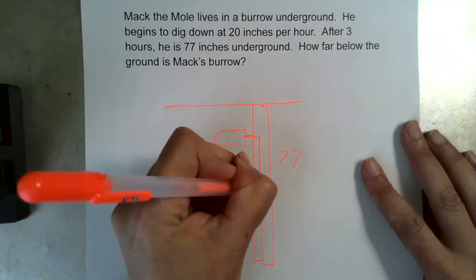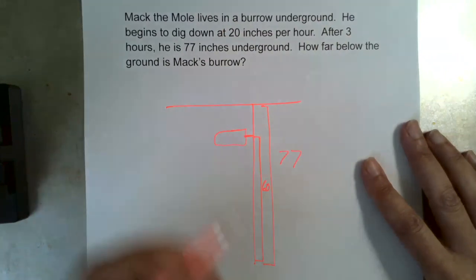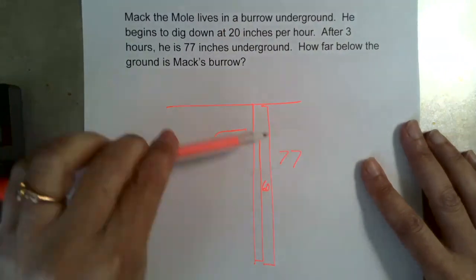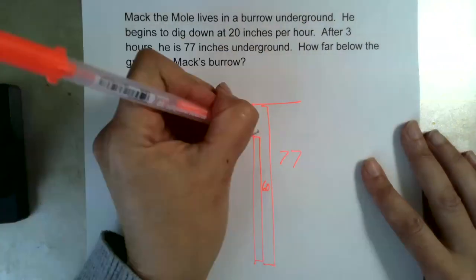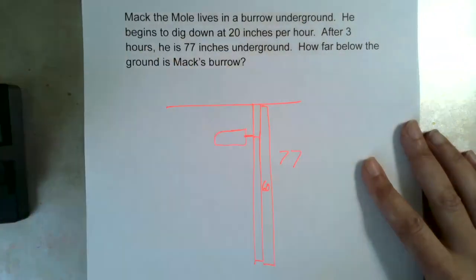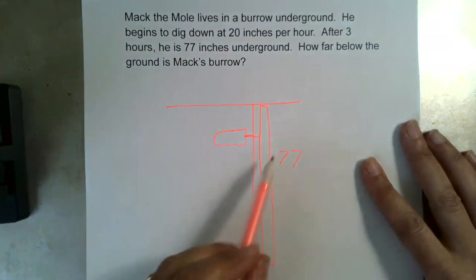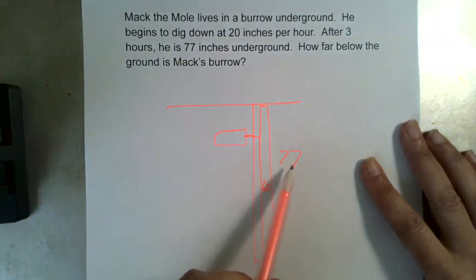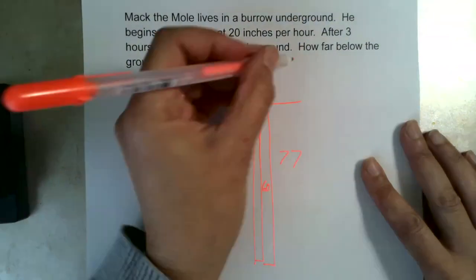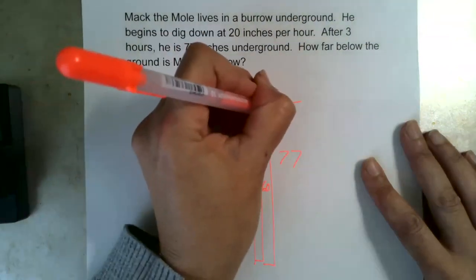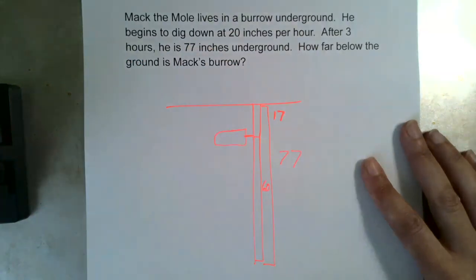He has dug 60. So if he started at his burrow and dug 60 inches, and we want to know how far that burrow was underground, then we take our total distance he is underground, 77, we subtract our 60, and that means his burrow is 17 inches underground.